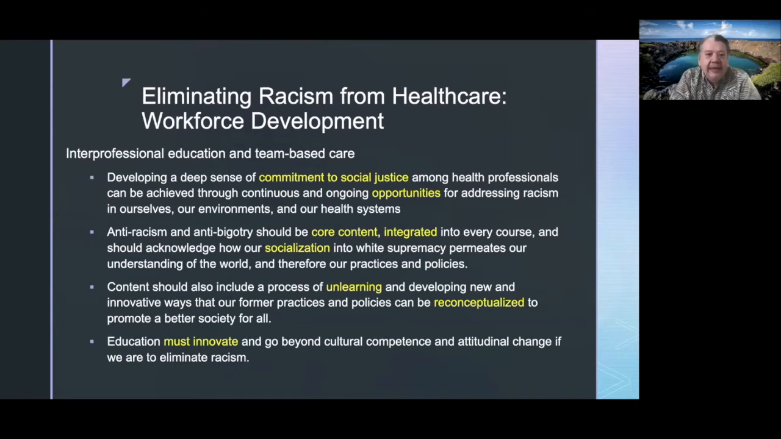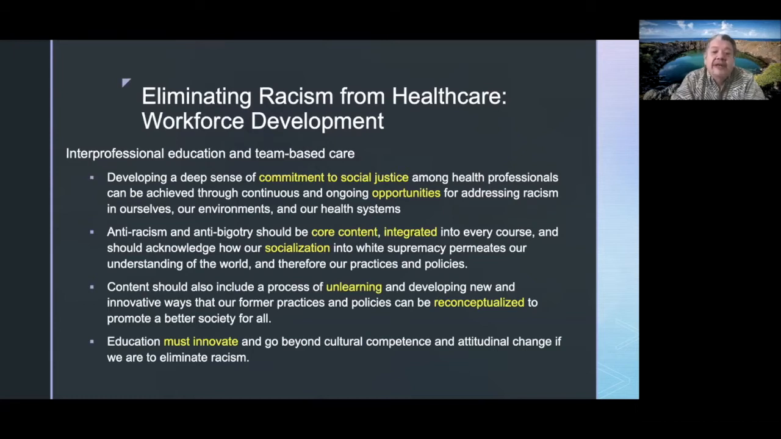And one of the things that we need to begin doing through interprofessional education and through team-based care is to develop this commitment to social justice, to develop our anti-racist aims within our own practices, and to do it as teams, to do it interprofessionally, because each of us brings knowledge to systems, knowledge of our environments, knowledge of ourselves as well as knowledge of the healthcare system, right?